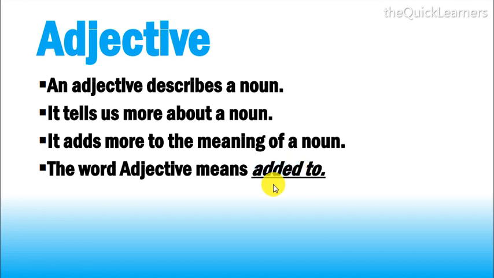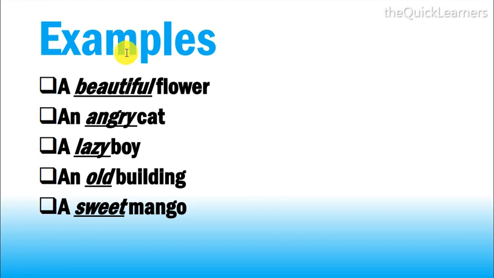Let me give you a few examples of adjectives. A beautiful flower. Here the word beautiful describes the word flower. So here the word beautiful is an adjective. An angry cat. The word angry describes the noun cat. So here the word angry is an adjective and the word cat is a noun. A lazy boy, an old building, a sweet mango.